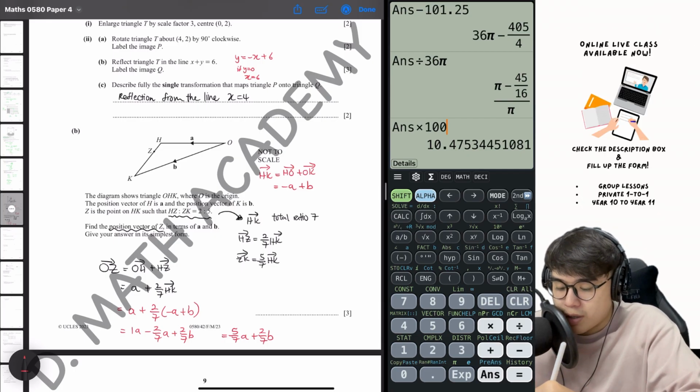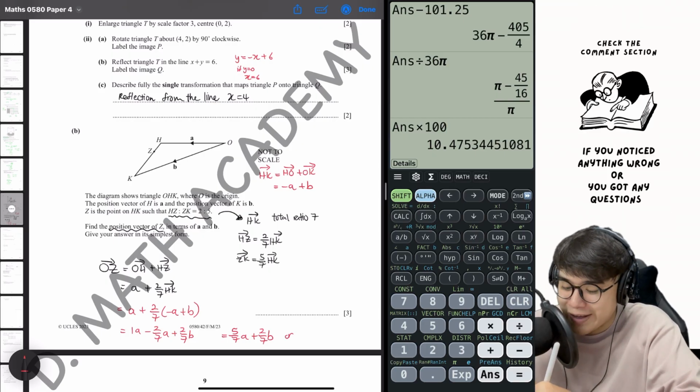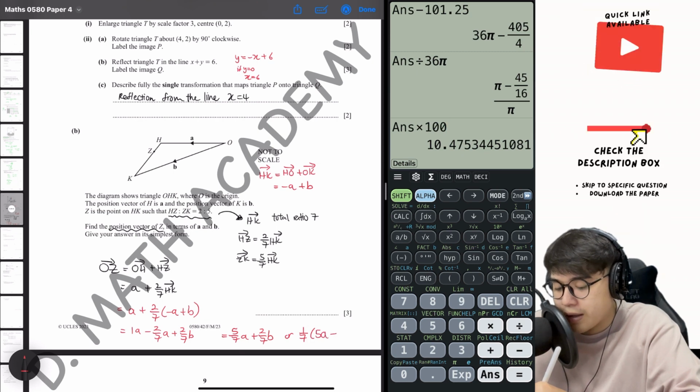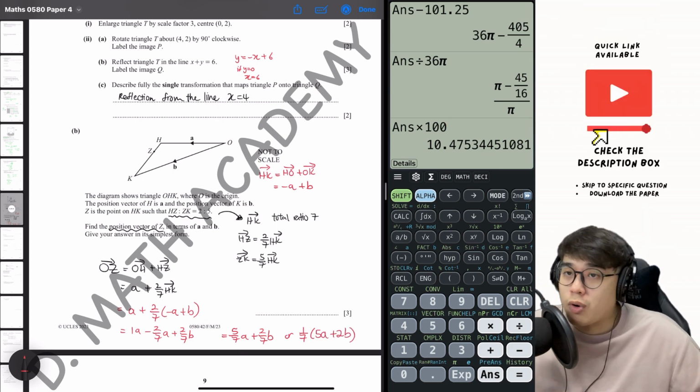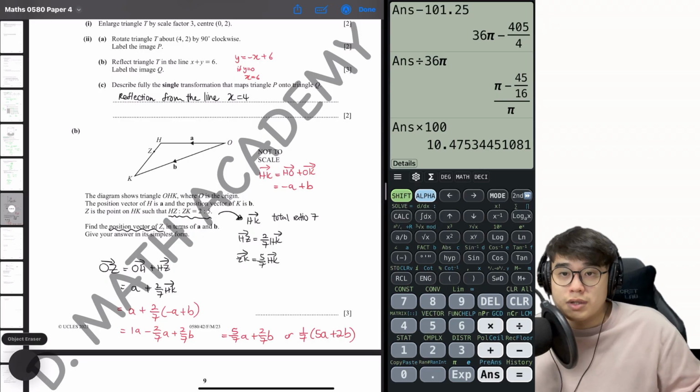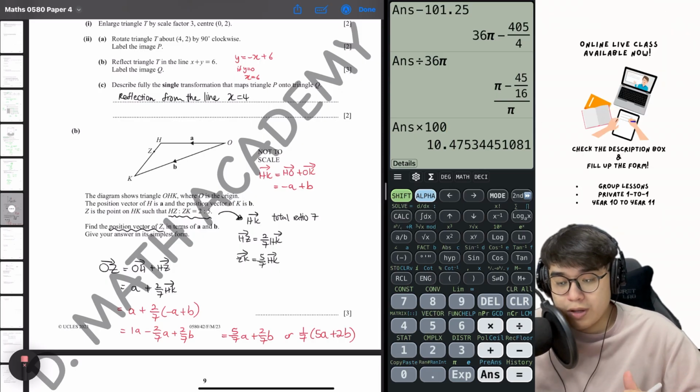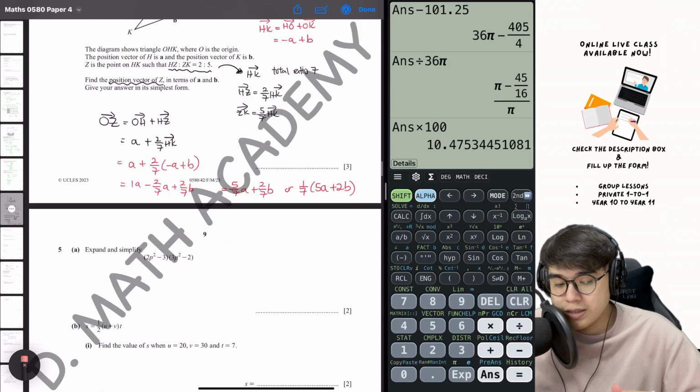If you have a little bit of OCD and you don't like the denominator of 7 there, you can actually take it out and make it in this form as well. Both are acceptable. Okay. So this will be your question B's answer.